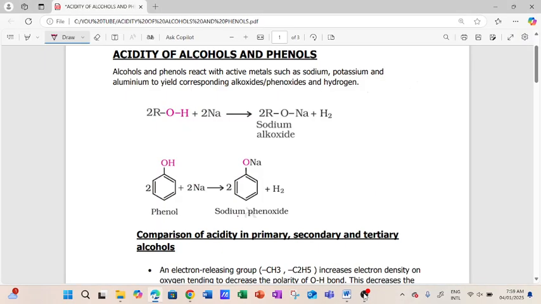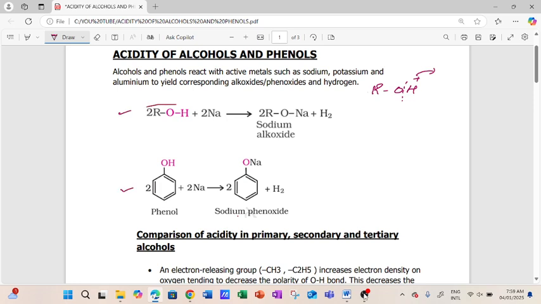Hi friends, today I'm going to discuss the acidic character of alcohols and phenols. We know that acids are the species which have the ability to lose H plus ion. In alcohols, the OH functional group is here, so the bond between O and H breaks. As a result, H plus ion will be lost easily. So alcohols are acidic in nature. And these two reactions prove the acidic character of alcohols.